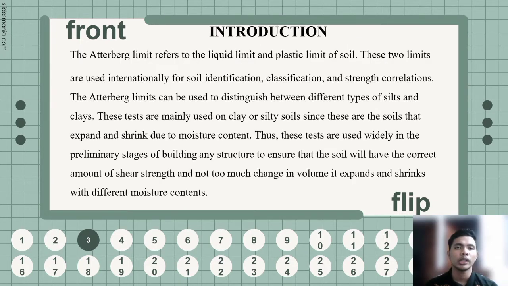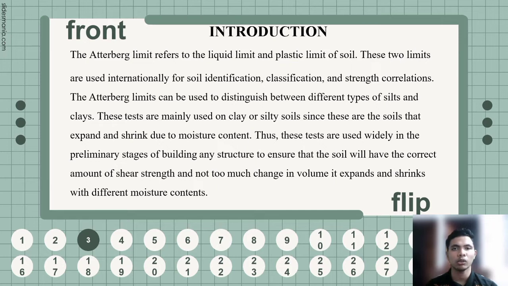Assalamualaikum. In this slide, I'm going to be presenting about the introduction. The Atterberg limit refers to the liquid limit and plastic limit of soil. These two limits are used internationally for soil identification, classification, and strength correlations. The Atterberg limits can be used to distinguish between different types of silt and clays.